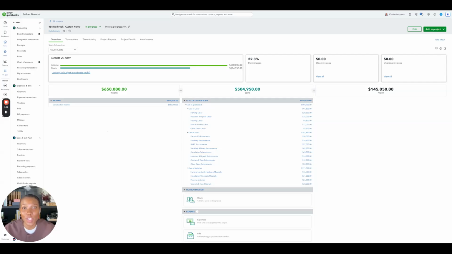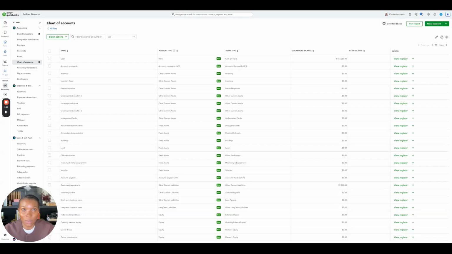Let's walk through an example so you can see how this all flows together. So we're starting at our chart of accounts, and the account we'll be creating is cleanup and punch labor. Let's go.